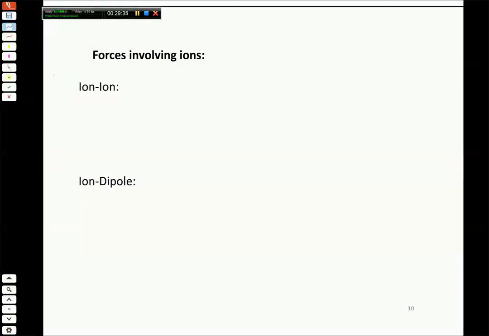So there are some forces involving ions that are even stronger. One type is called ion-ion forces. These are the forces that hold ions together in a crystal, something we'll talk about later on in this chapter.